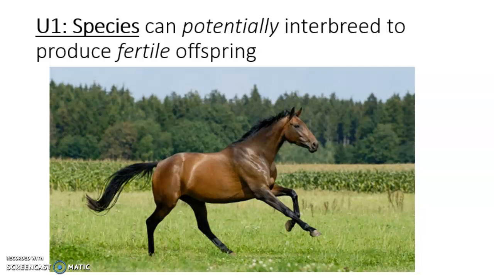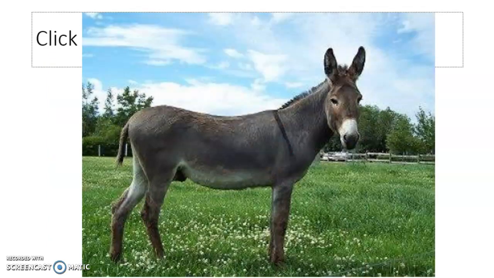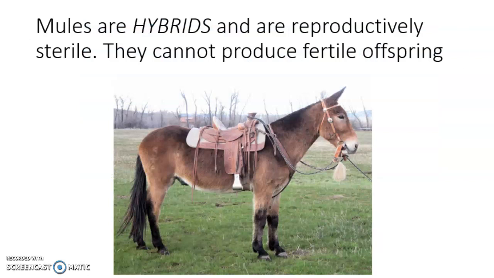and, importantly, produce fertile offspring. So this horse is an example of a species. Donkeys are another species, because a donkey can reproduce with other donkeys and produce fertile donkey babies. Now, if we take a horse and a donkey and we breed them together, we get what's called a hybrid. Now, a hybrid is not a fertile offspring. Instead, it's one generation which cannot reproduce to make more fertile offspring.